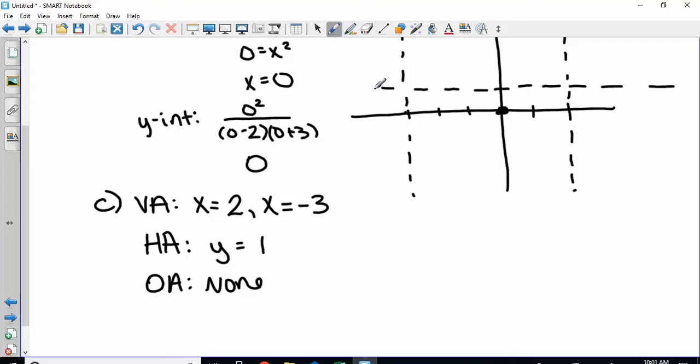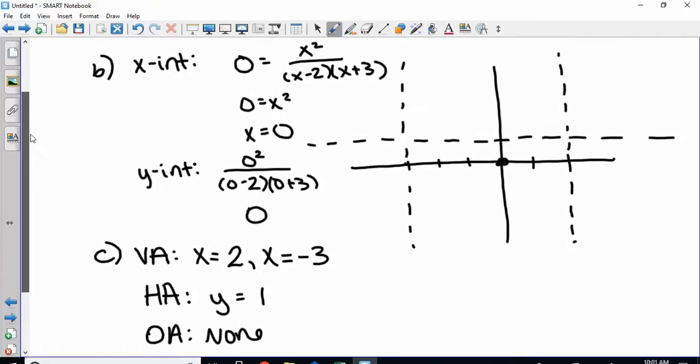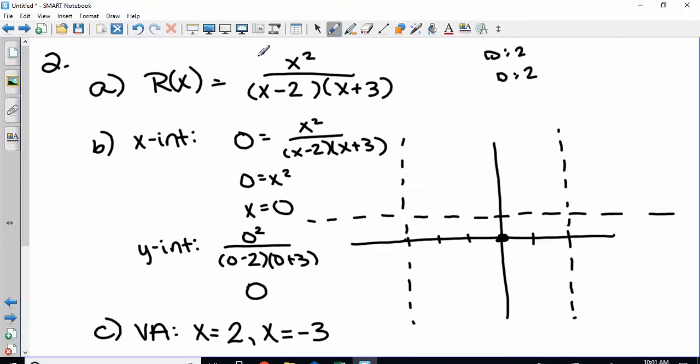Then we just use our graphing calculator to get this graph. When you put it in, I usually just go with the original, put parentheses around the top.